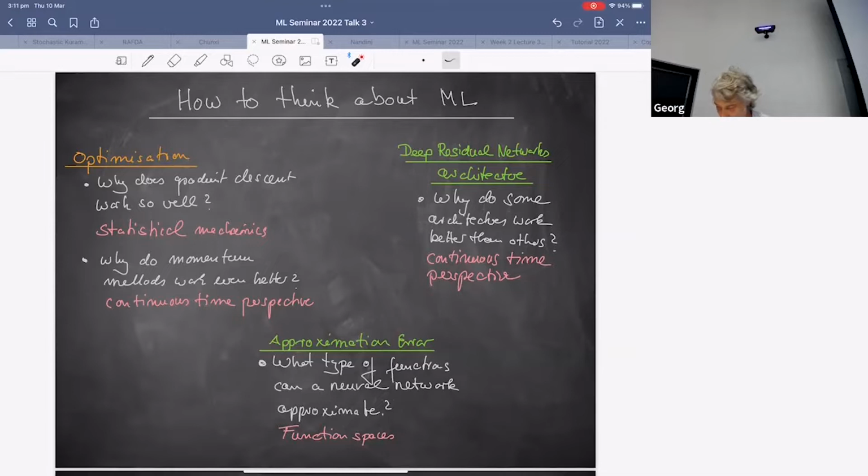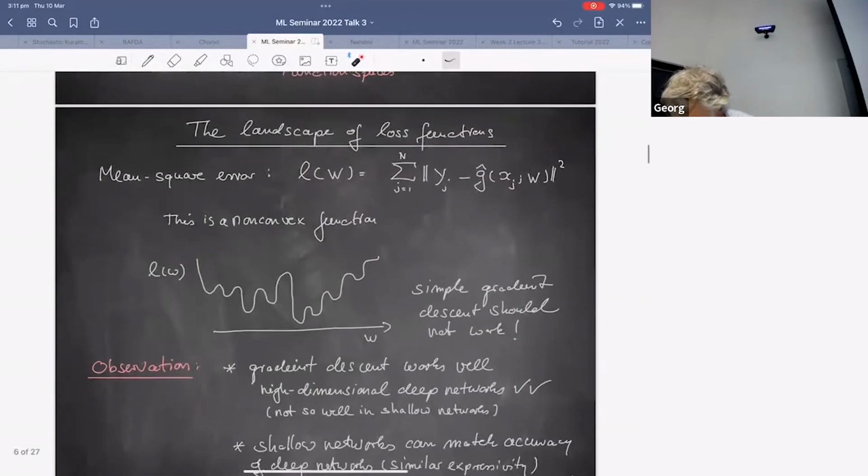And I'm going to talk about reproducing kernel Hilbert spaces a little bit, and then talk a little bit there also about the generalization order. And if time permits, which I doubt, I will also talk about deep residual networks and how what's called the continuous time perspective will help. Okay, so let's start with the optimization aspect.